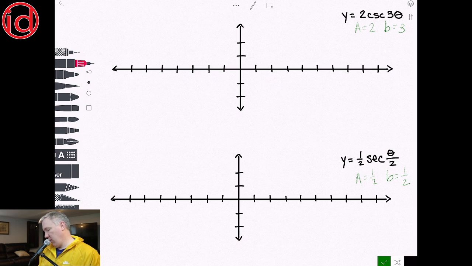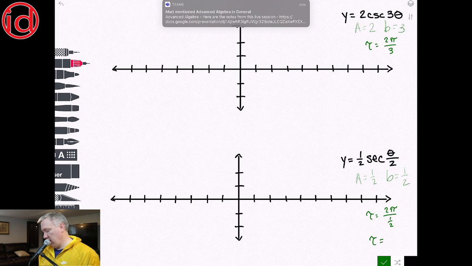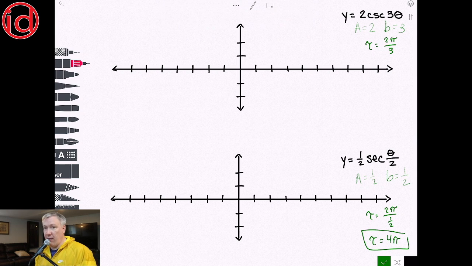Okay. And so then when I actually go to calculate the period, up here I'm going to have the period is equal to 2 pi over B, which is 3. And down here, I'm going to have the period is 2 pi over 1/2, but dividing by a fraction is like multiplying by its reciprocal. So it's multiplying by 2. So the period down here is 4 pi. Okay, so now I've got my amplitude and my period.